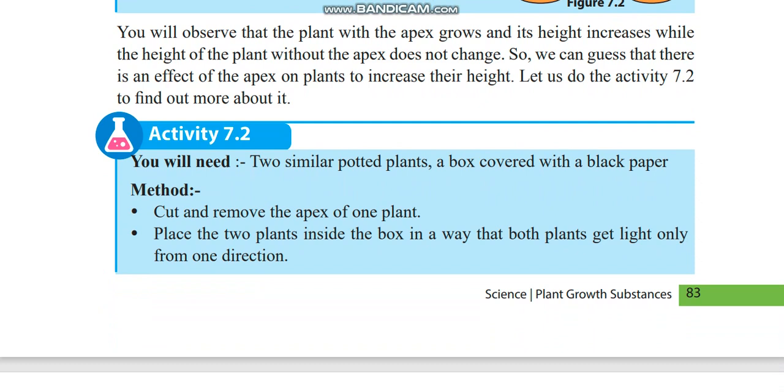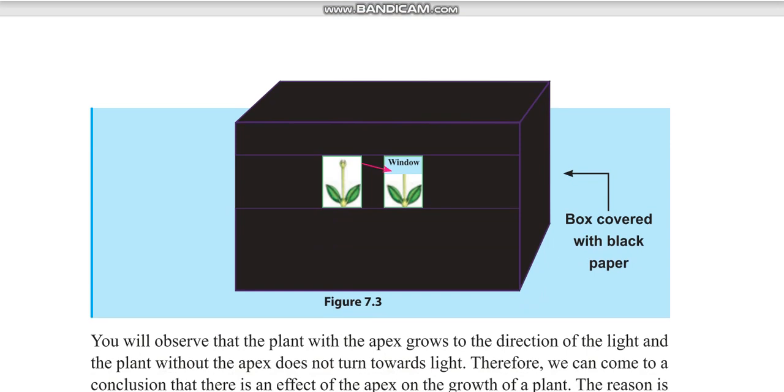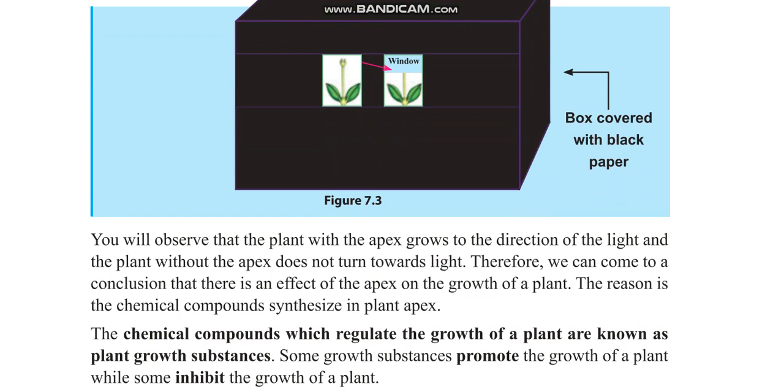So let's see another activity 7.2. Two similar potted plants, a box covered with a black paper. So what you have to do, cut and remove the apex of one plant. Place the two plants inside the box in a way that both plants get light only from one direction. So you have to cover it with black paper. Okay, both has to receive light from what? From one direction.